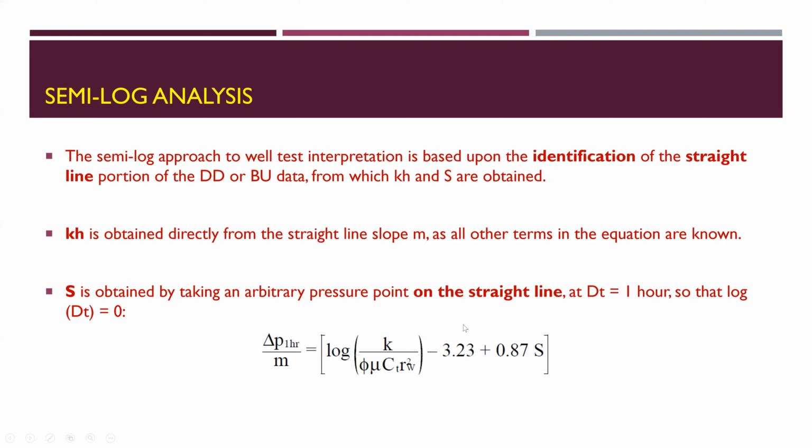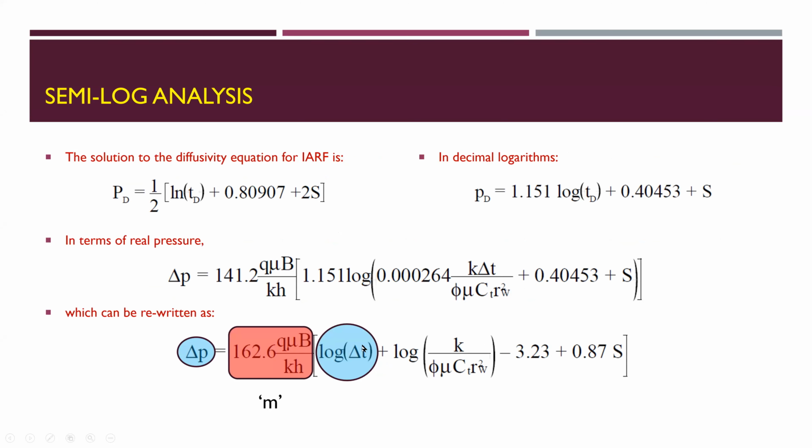So at delta T of 1 hour, what will happen? Log delta T will be 0. Back to the equation here. Imagine that log delta T at delta T of 1 hour will be 0. That means you eliminate this part, and the remaining here will be easily solved.